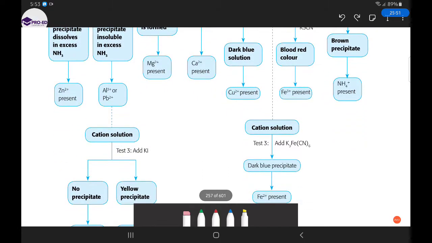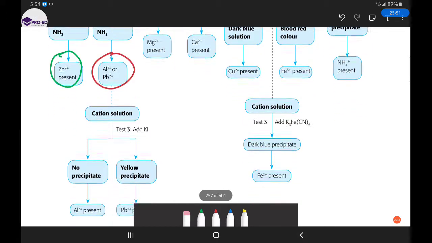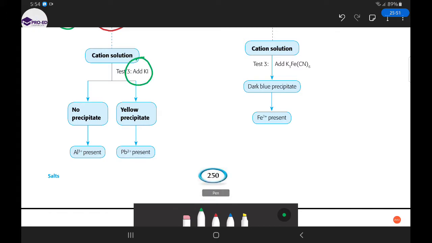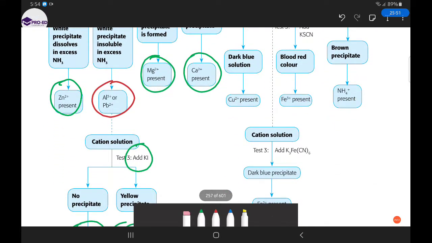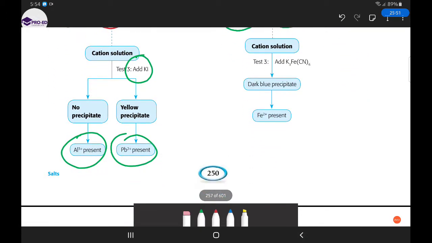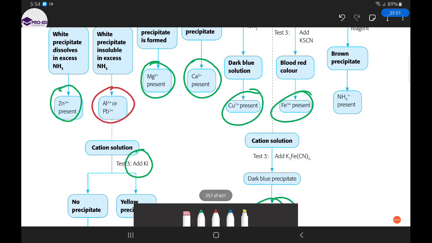With that, let's check, have we confirmed everything? Yes, we confirmed zinc earlier. We came to a point where we were not sure whether it's aluminium or lead, but after doing the confirmatory test we managed to confirm aluminium and lead. Then at the beginning we confirmed magnesium and calcium ions, and copper ions. After adding the reagent, we confirmed Fe3 positive and Fe2 positive ions. Finally, we had ammonia, which we tested with Nessler's reagent, and we confirmed ammonium ions as well.